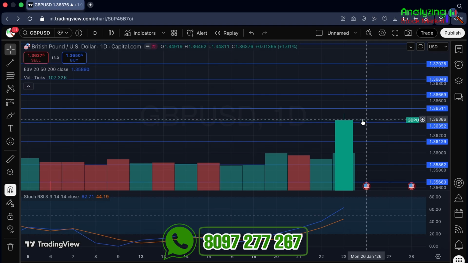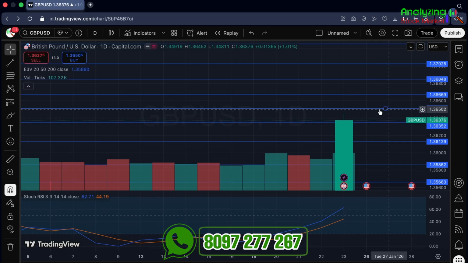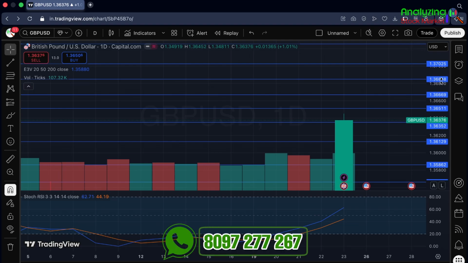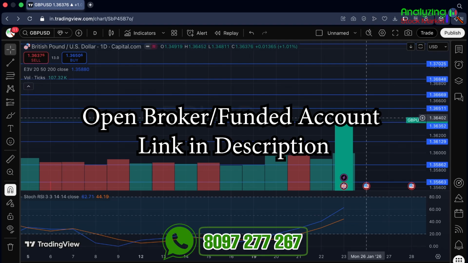Overall, if you're going for any long trade, then only go for a long trade once 1.36511 gets breached and a 4-hour or a one-day candle closes above this, then you can go long till 1.36669. Even if this gets breached, then you can go long till this level as well. Overall, my expectation is a bit negative in this range for this week.